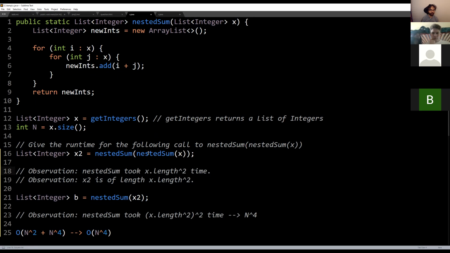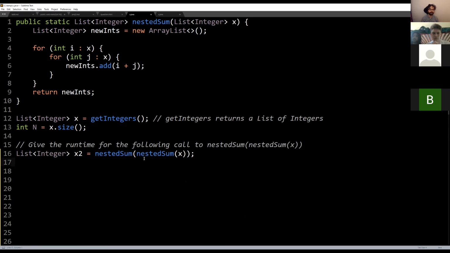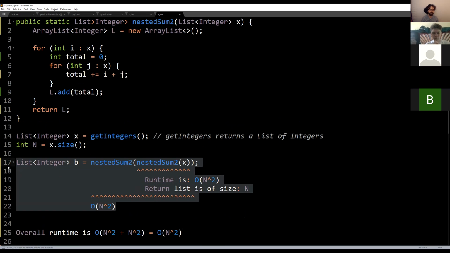I'm gonna take this away. I have to scroll it off the screen. And I'll do the same notation here.